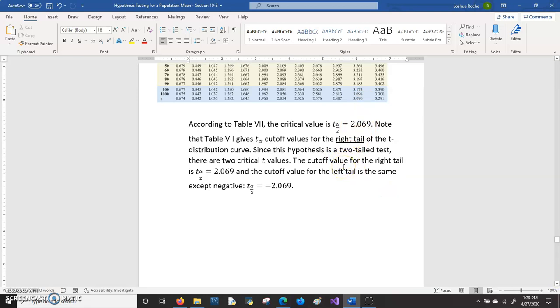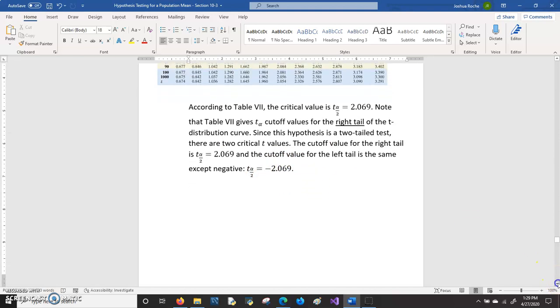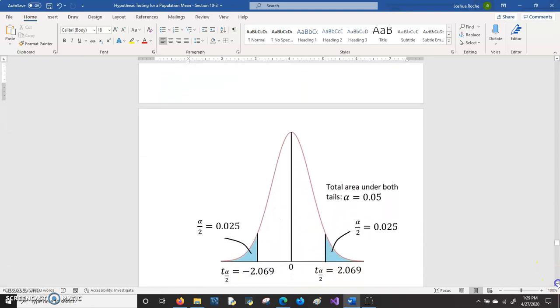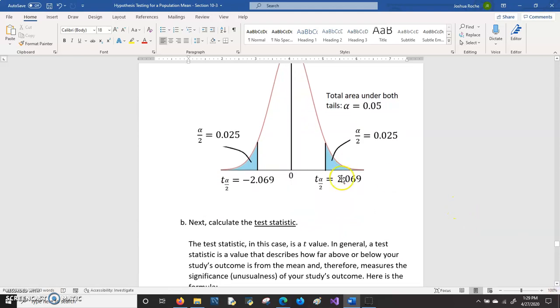We also need the cutoff for the left tail, and it's going to be the same value except negative. So the cutoff for the left tail is negative 2.069. So here's what that looks like. Now we do have the cutoffs for both tails.